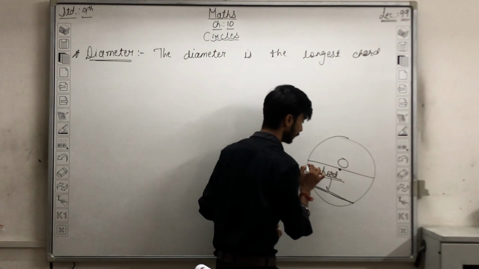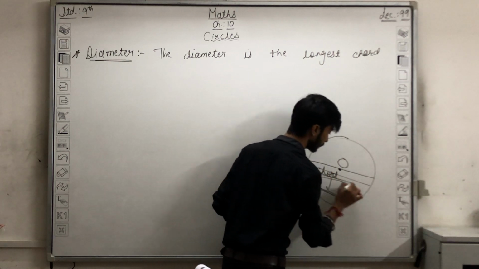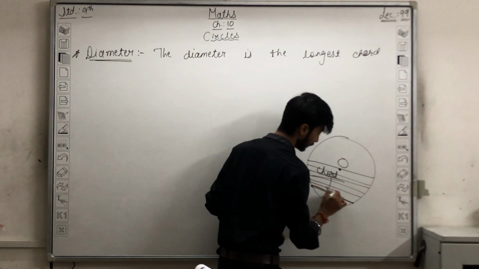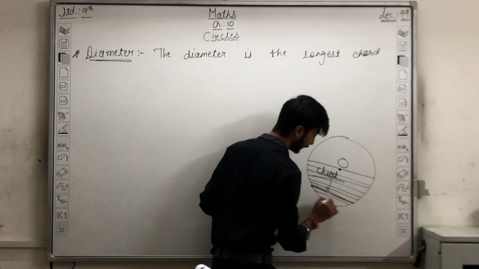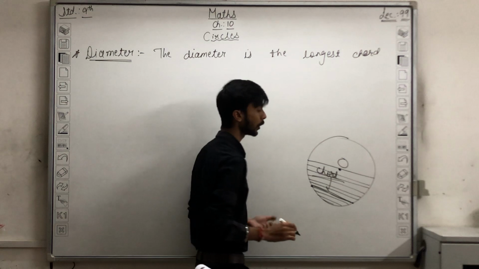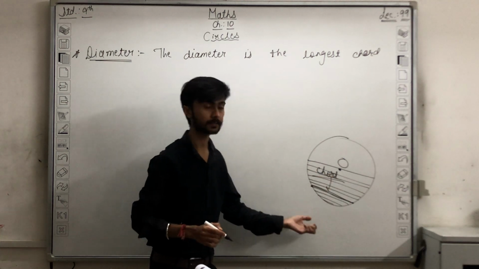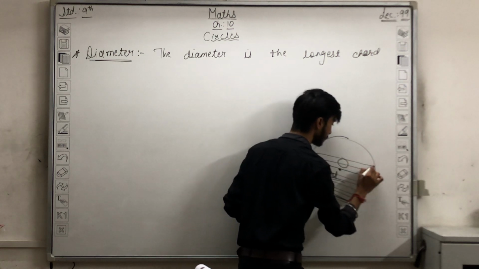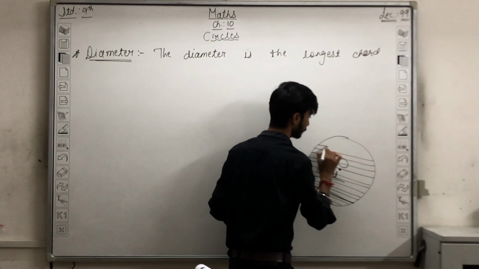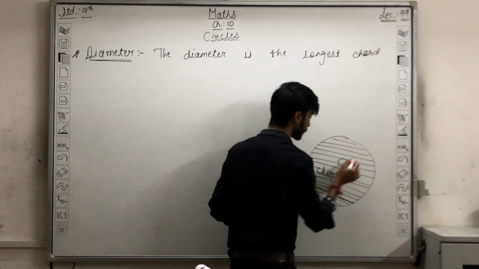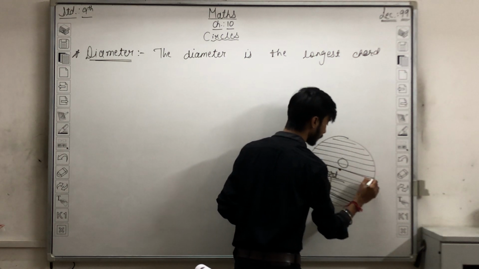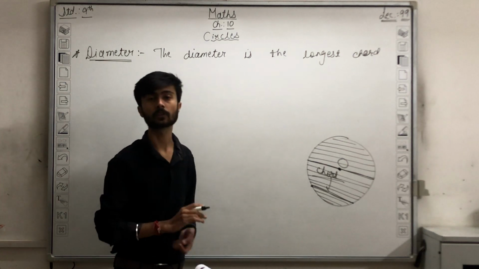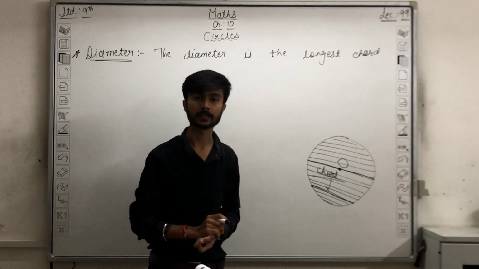Why? If you go gradually downside, you can see the chord length decreases, and also on the upside it decreases. So this is the longest chord, which passes through the center and is called the diameter of a circle.